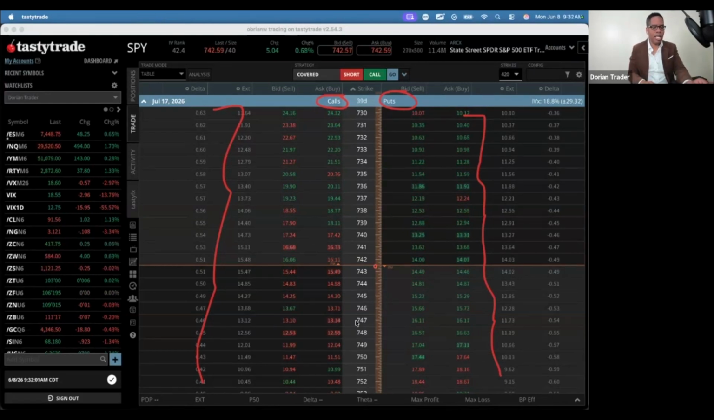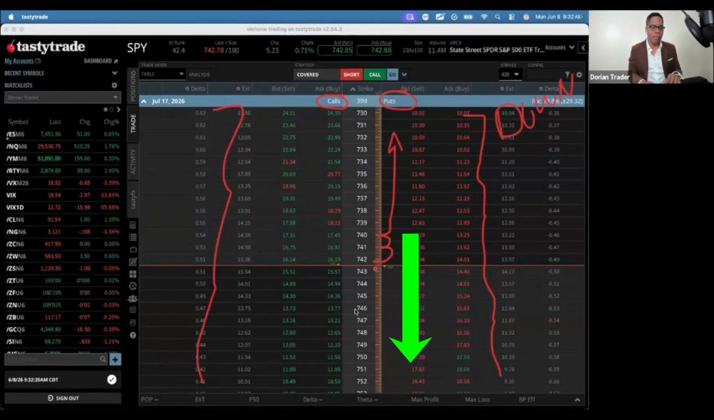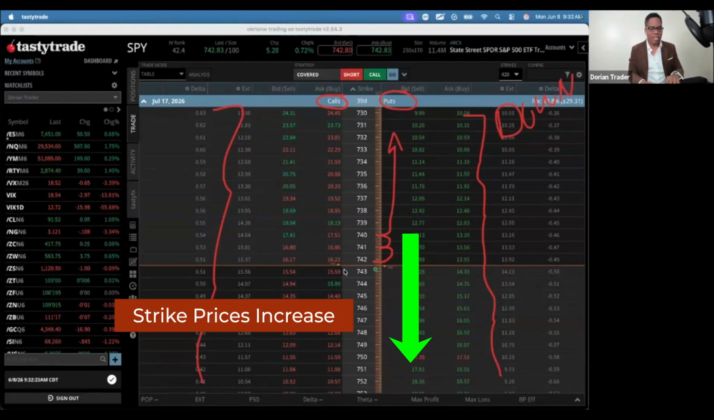It's really important to understand what's happening on the option chain direction-wise. When you are looking up on your screen, it's actually going down on an option chain. So you have 742, 741, 740, and so forth. This is going down on an option chain. And then going down on your screen is going up. So you have 743, 744, 745, and so forth.